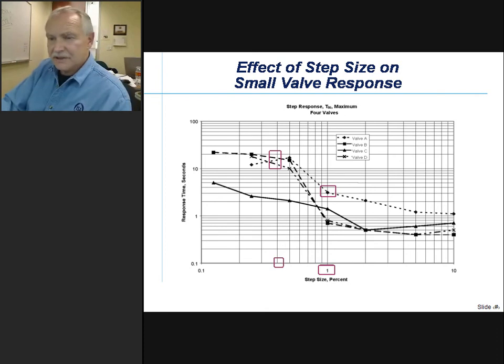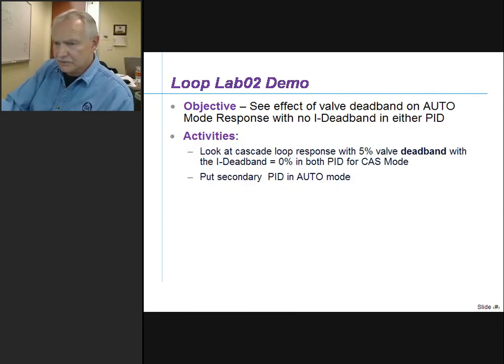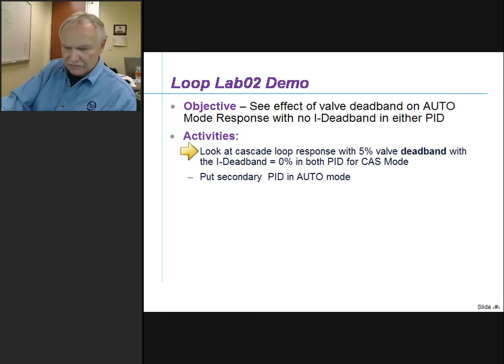Our next objective is to see the effect of valve deadband in the auto mode, right now in the CAS mode, with no integral deadband setting in either PID. So first we're going to look at what has been happening in the cascade loop response with the deadband. Again, no integral deadband on the PID, but we do have a 5% valve deadband, and we're operating in the cascade mode. Then we're going to put the secondary controller in the auto mode and see what happens.